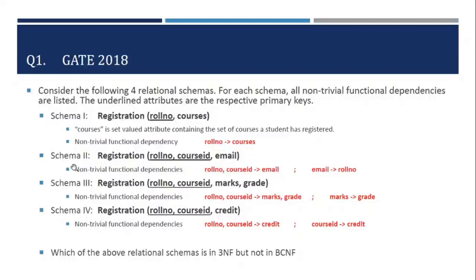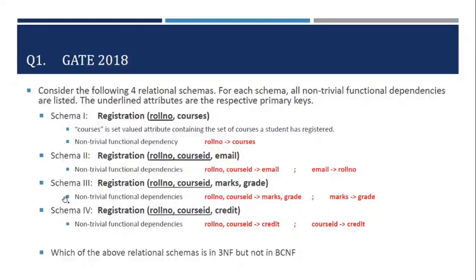Let us look at schema 2. So here we have roll number, course ID and email. So here the courses, in schema 1 we have a set valued attribute, but here it is unrolled into individual courses. So for every student we are going to capture what are all the courses he has registered by course ID, and the email of the student.